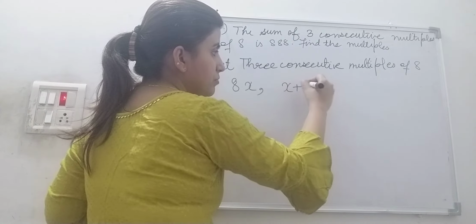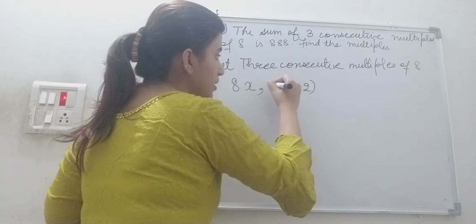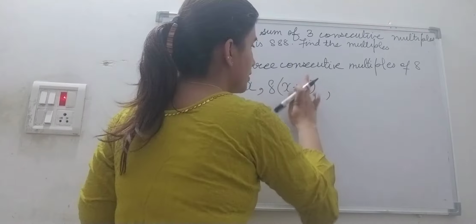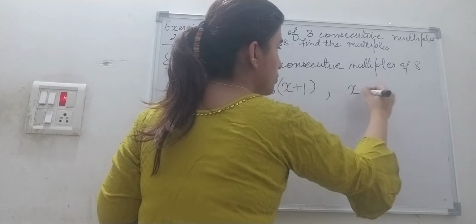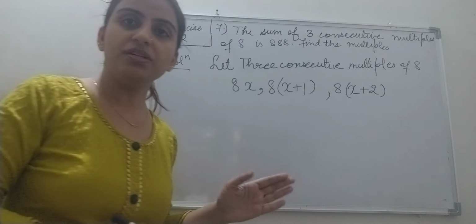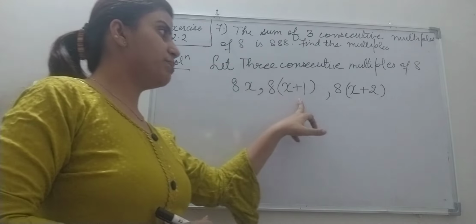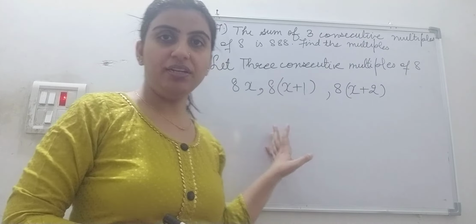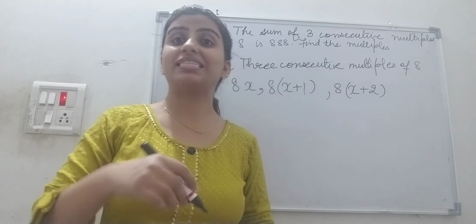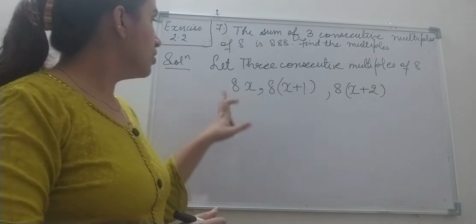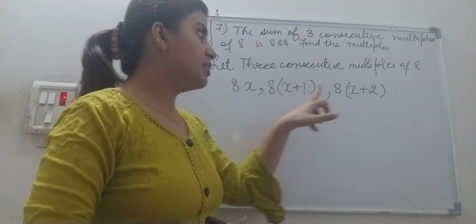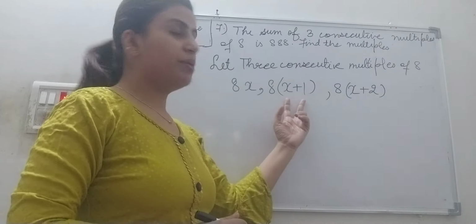Another number, sorry, it's not x plus 2, it's x plus 1. The third number will be x plus 2. Then it will be multiplied by 8. So the 3 consecutive multiples of 8 we have got are 8x, 8(x plus 1), 8(x plus 2). Fine. Similarly, if the question comes to find the consecutive multiples of 16, the only difference is the number outside. That time it will become 16x, 16(x plus 1), 16(x plus 2). And this bracket is very important.